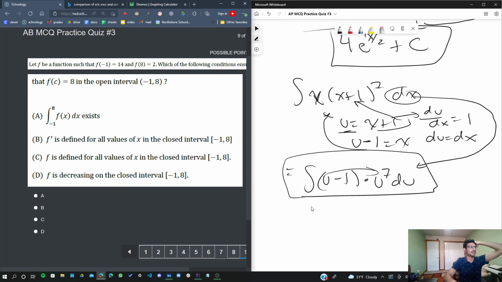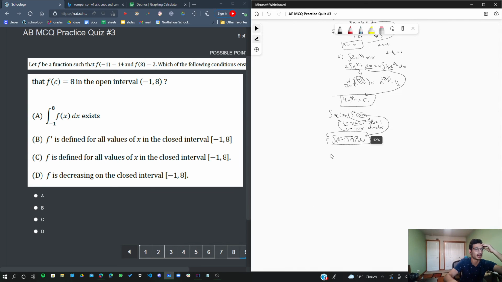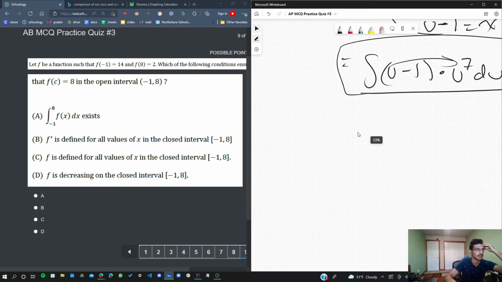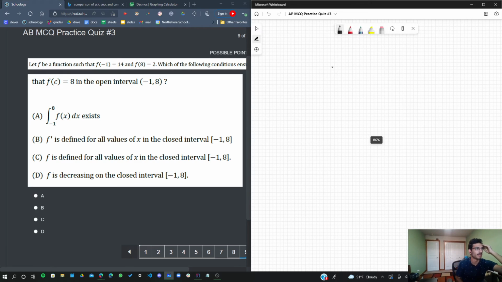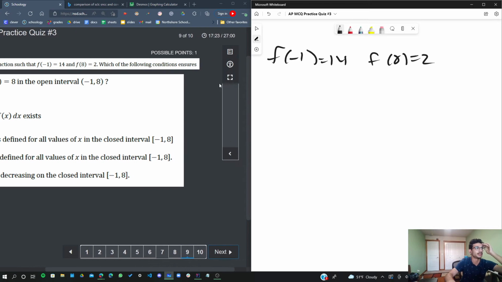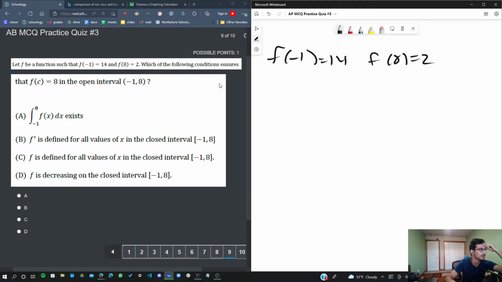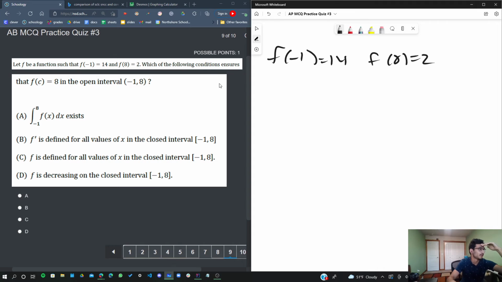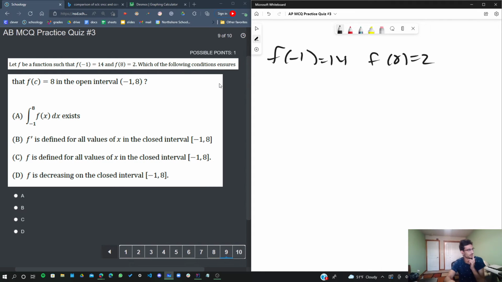Let f be a function such that f of -1 is equal to 14, and f of 8 is equal to 2. Which of the following conditions ensures that f of c is equal to 8? Which of the following?